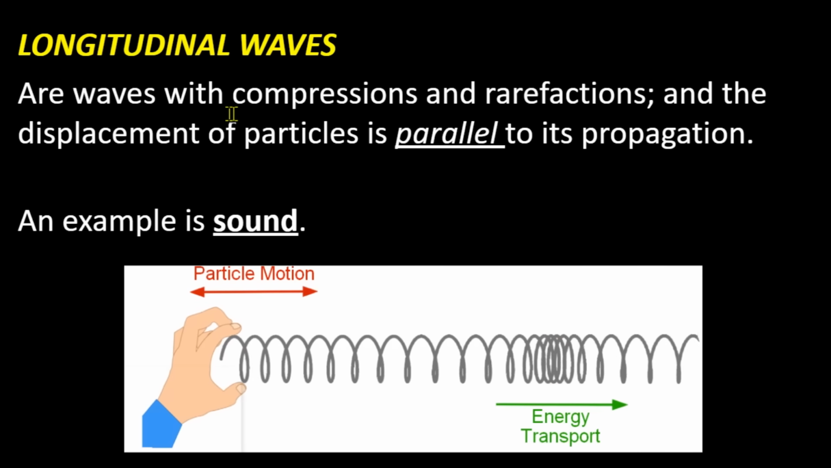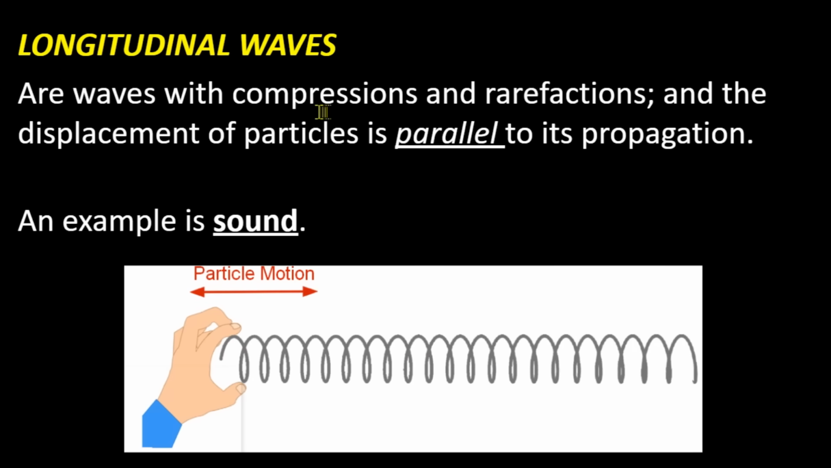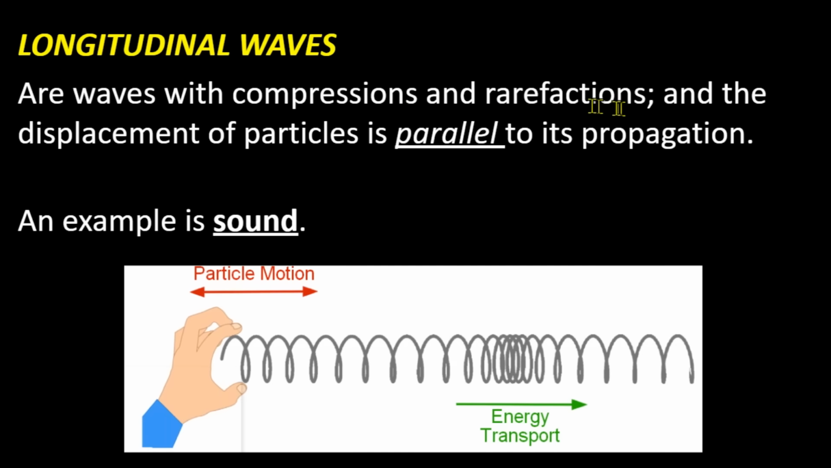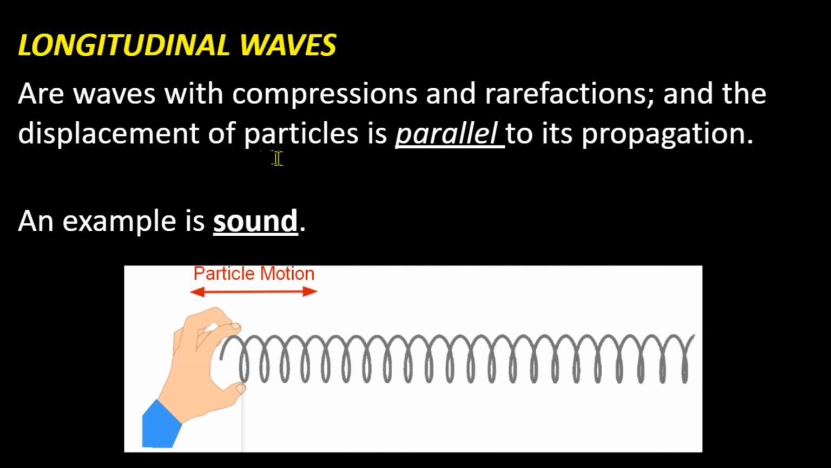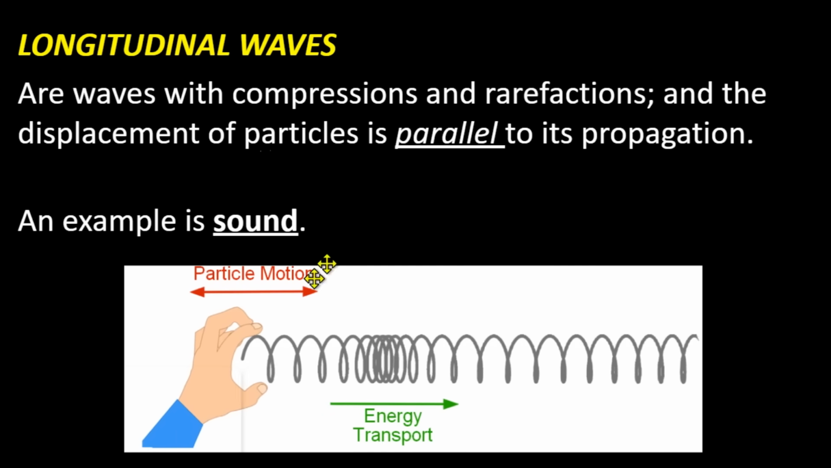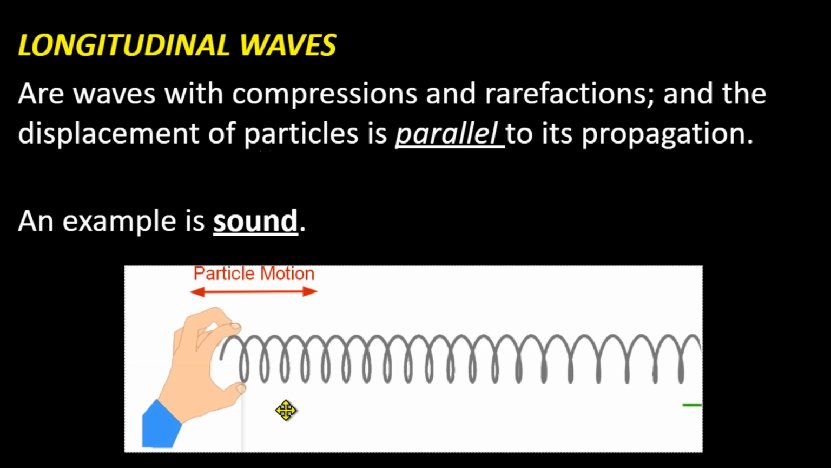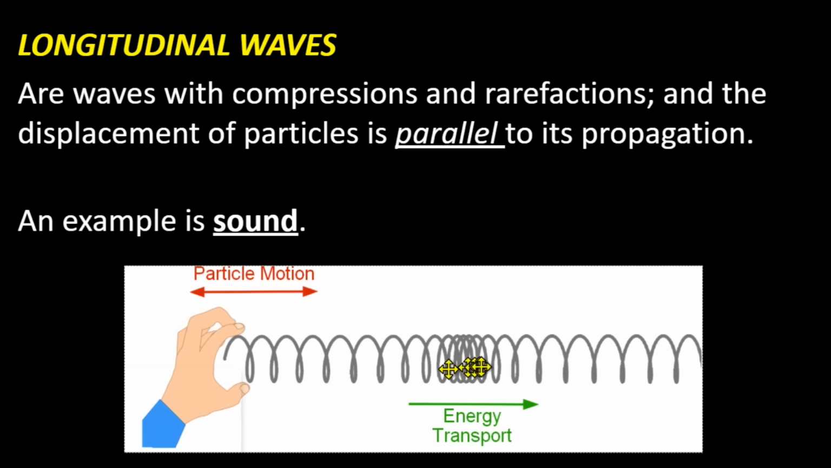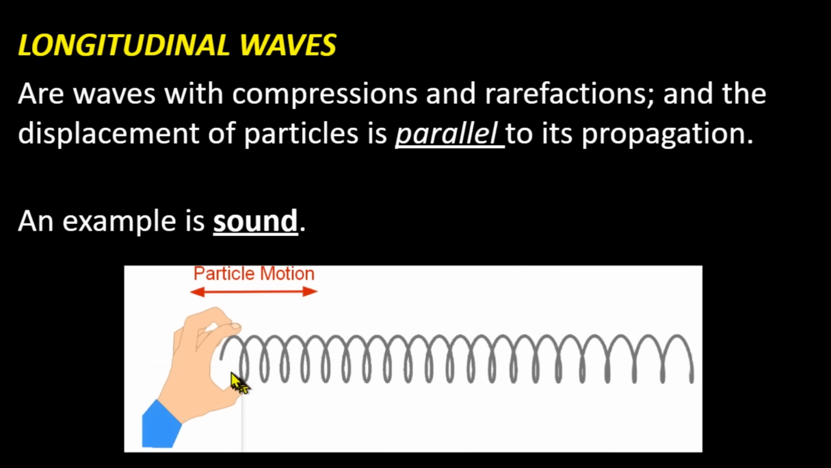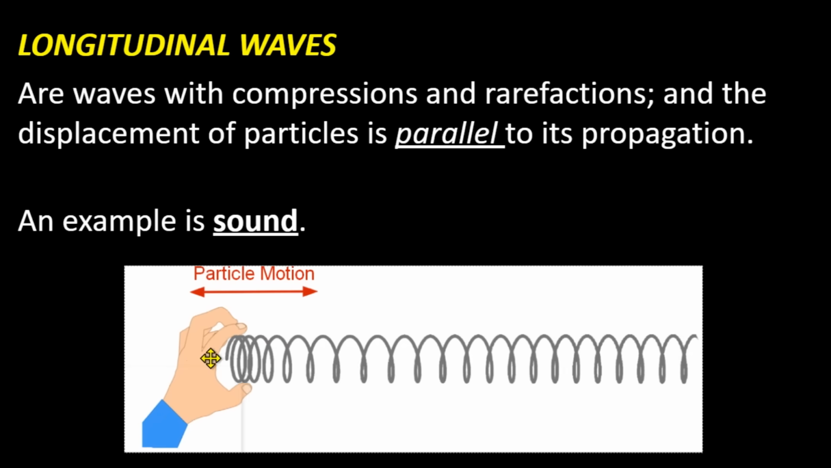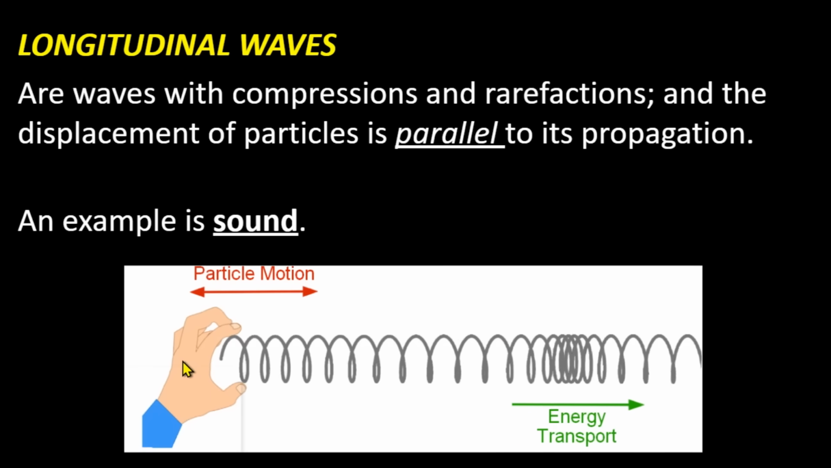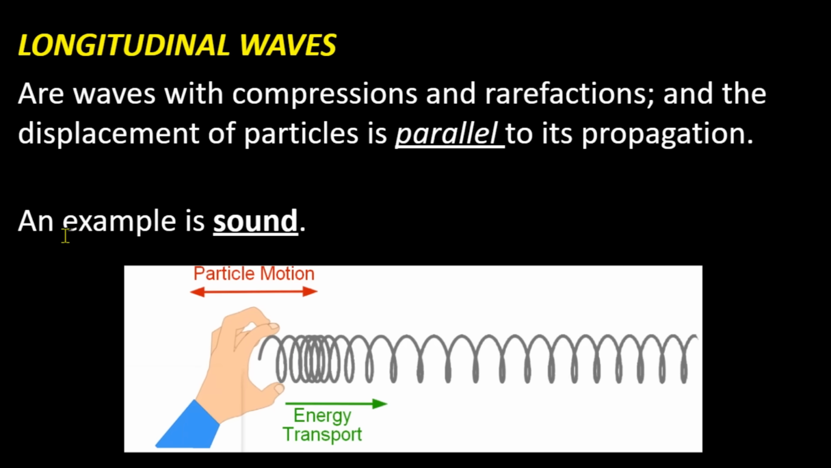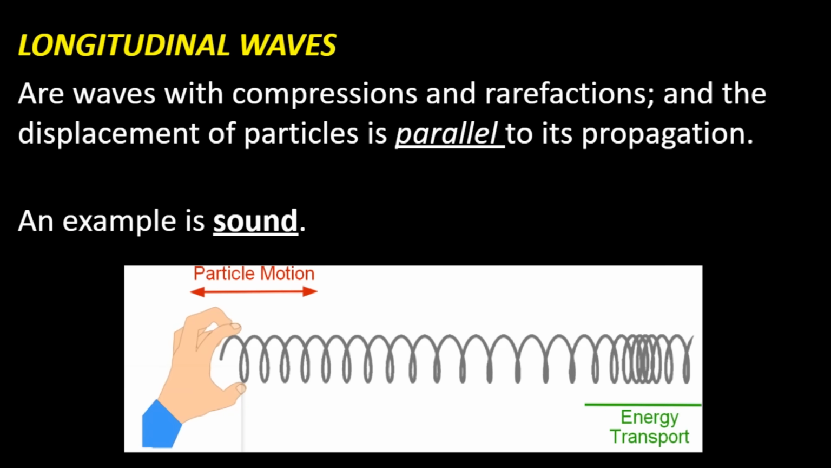Longitudinal waves are waves with compressions and rarefactions. Compressions are areas where the particles are closer together, rarefactions are where they are further apart. And the displacement of particles is parallel to the propagation. Here we can see in the slinky spring that there are no crests and troughs. We have an area where it's close together, which is a compression moving to the right. And the wave is propagating to the right, and also the energy source, which is the hand, is moving left and right to create this wave, which means it's parallel. An example of a longitudinal wave is sound.